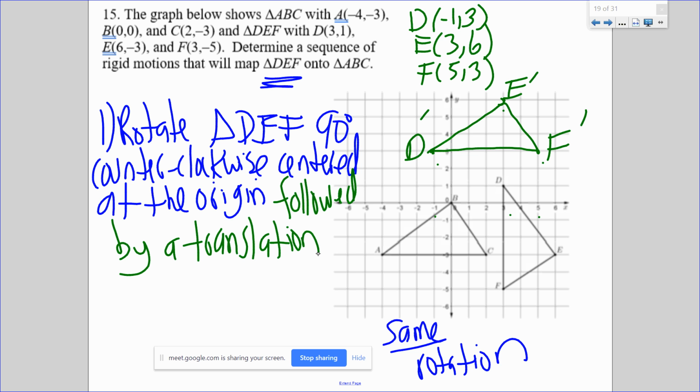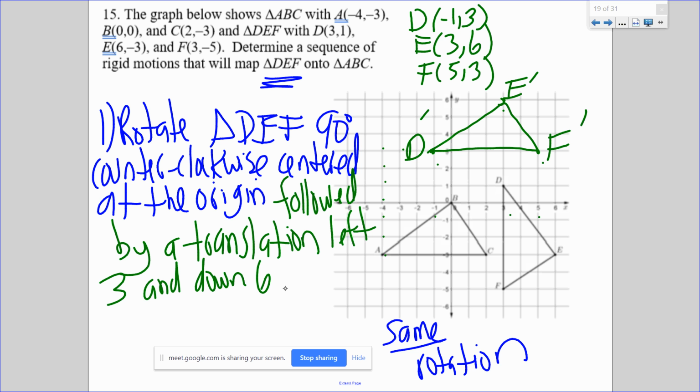Now, how much, which direction? Pick a point, doesn't matter which one. I can either bring D to A, E to B, or F to C. I'll bring D to A. It's left 1, 2, 3, down 1, 2, 3, 4, 5, 6. A translation, left 3, and down 6.